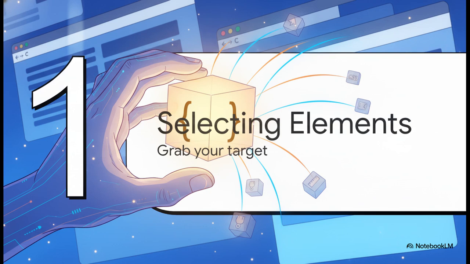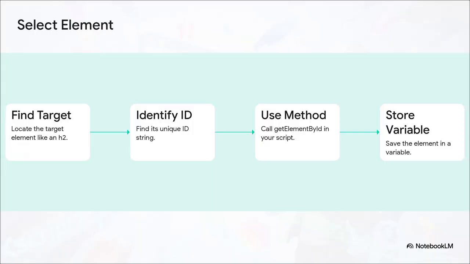Section 1, selecting your HTML element. Before we can change anything, we literally have to grab hold of it. Getting a direct handle on the element we want to manipulate in our script is step number 1. All right, let's walk through the steps. First, we need our target, say an H2 element on our page.